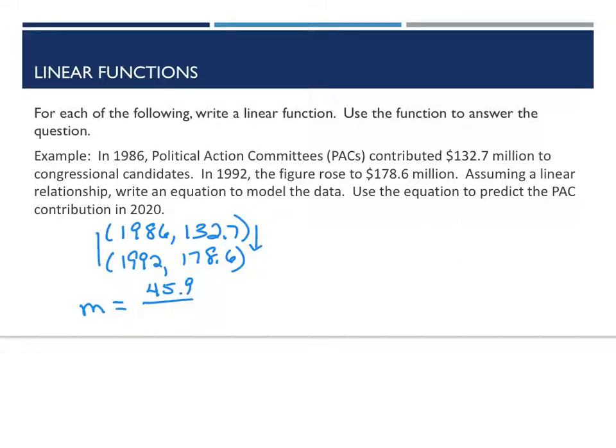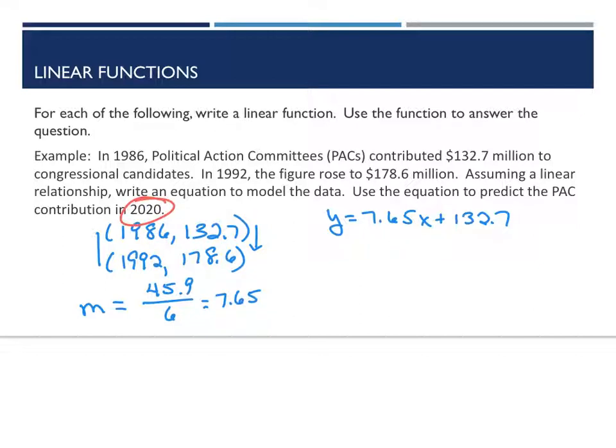Over how many years? That'd be 6, which as a decimal is 7.65. That's my rate of change. And what I started from was 132.7, knowing that it's millions.